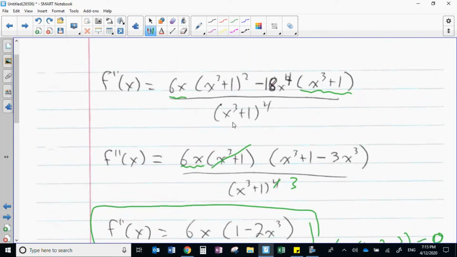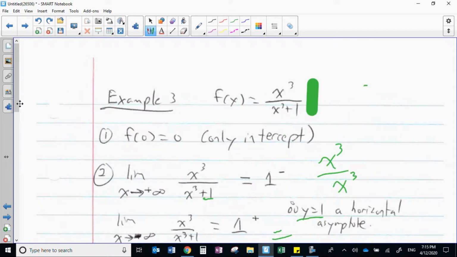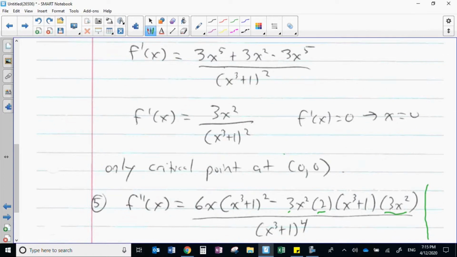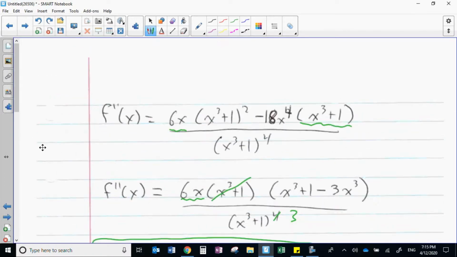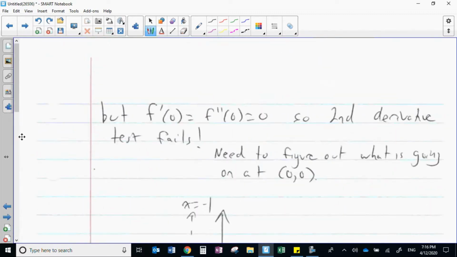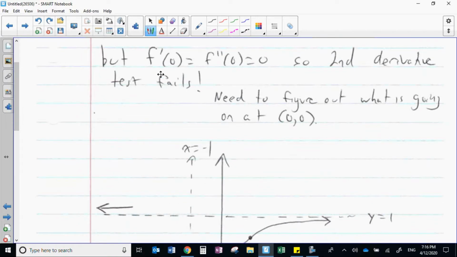One of my critical points was at x equals 0. In fact, that's my only critical point, (0, 0). When I went to do the second derivative, I found that the second derivative was also 0 at x equals 0. So the first and second derivatives are both 0. So I don't know for sure that (0, 0) is a turning point.